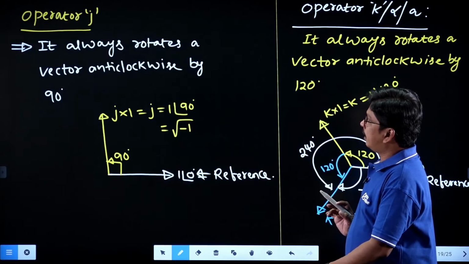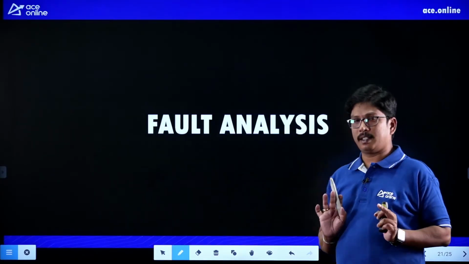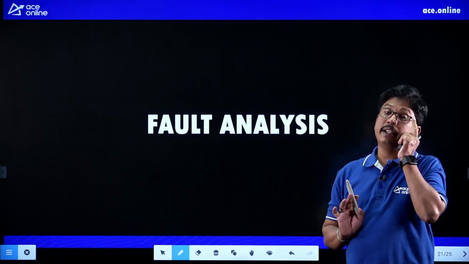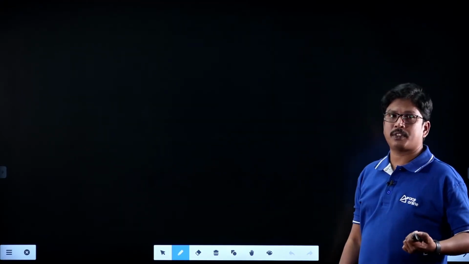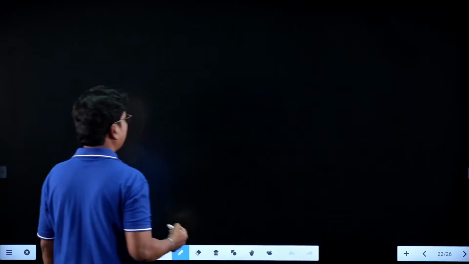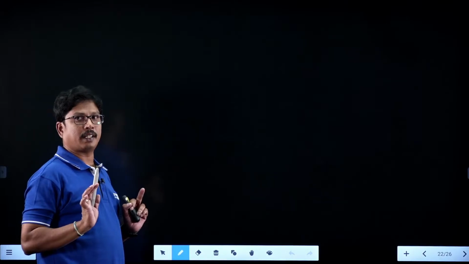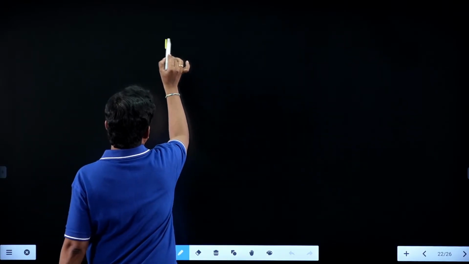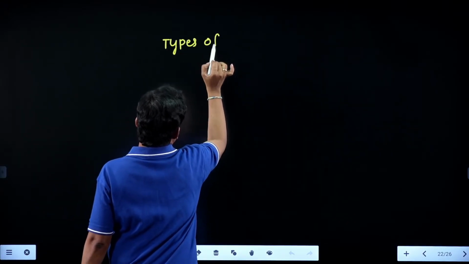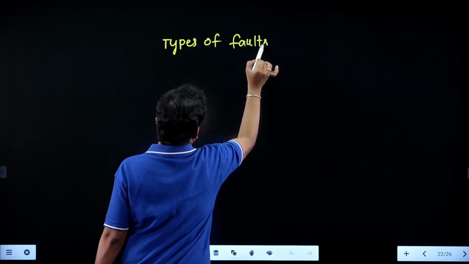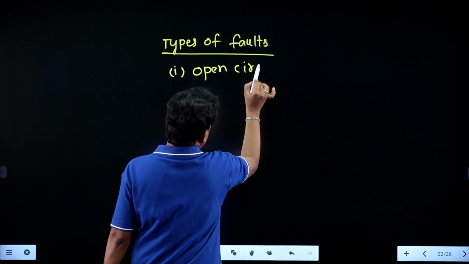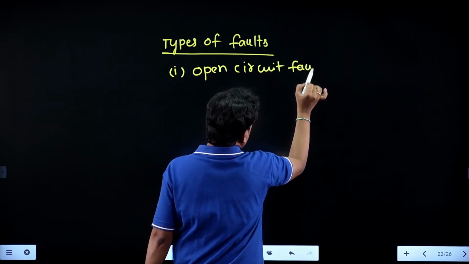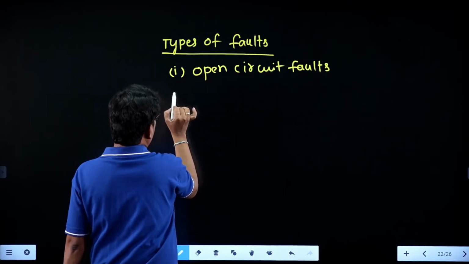We can go for the next concept, that is the fault analysis. In the fault analysis, what are the types of faults we are having? The types of faults we are having initially are the open circuit faults and the short circuit faults. So the types of faults we are having are, first one is open circuit faults, and second one is short circuit faults.